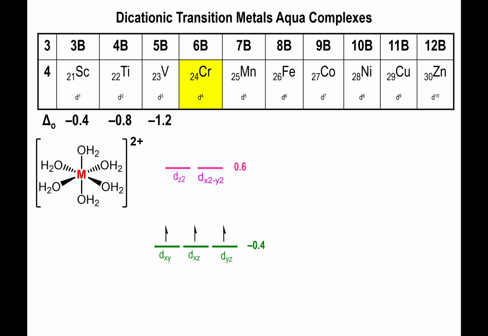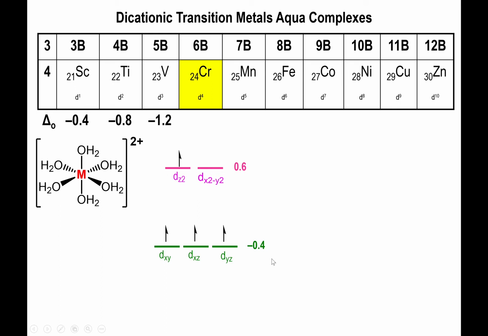Okay, so let's take a look at chromium. Now, in the case of the aqua complexes, what happens is that you fill in electrons individually into each orbital first, and then you start pairing them up. I will talk about when the situation takes place in which you first pair up the electrons and then you fill up the electrons on top.